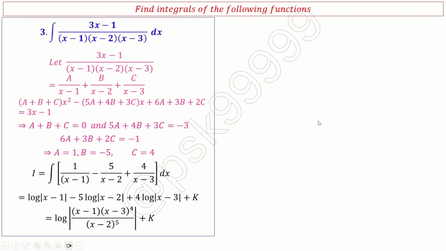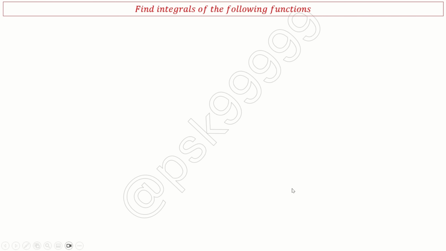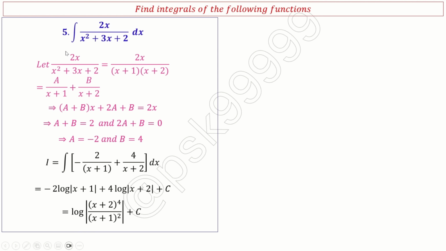Okay, plus constant. Similarly, almost the same as this one, but you have x there, but you will actually do it the same way. You will get different constant values, which are A equal to 1 by 2, B equal to minus 2, C equal to 3 by 2, and you will solve it the same way. Okay, next. 2x by, you will solve it in the same way.